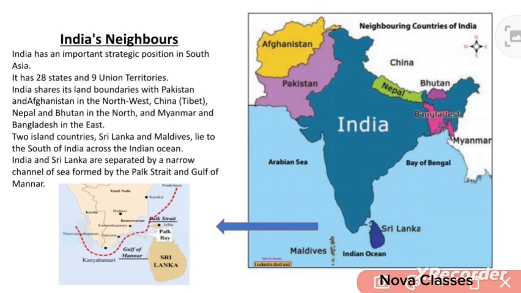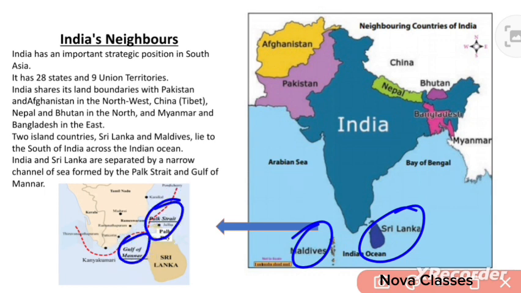Now you know Nepal and Bhutan are in the north. There are 2 island countries, that is Sri Lanka, as well as which country? Maldives. So those are the island countries, and they lie to the south of India, across the Indian Ocean. India and Sri Lanka are separated by a narrow channel of sea formed by the Pak Strait and the Gulf of Mannar. So you can see that is the Pak Strait and that is the Gulf of Mannar. That is the channel which connects the 2 countries, Sri Lanka as well as India.